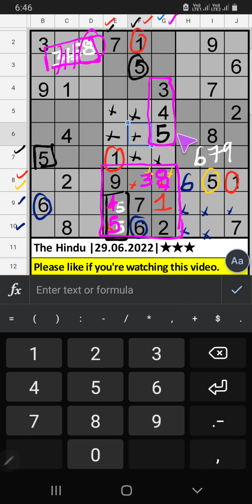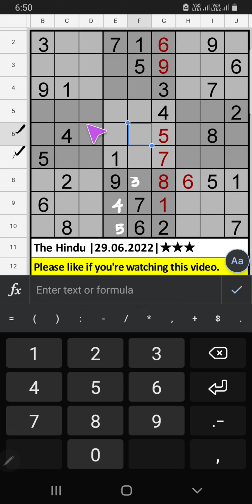Column G, 3 numbers are remaining: 6, 7, 9. Column E, column F, we have 7. So 7 can't come in these cells. Then 7 is confirmed here. Then only 2 numbers are remaining, 6 and 9. It will come in one of the 2 cells. 3rd row, we already have 6. So 6 can't come in this cell, 6 is confirmed here. Then 9 is here.